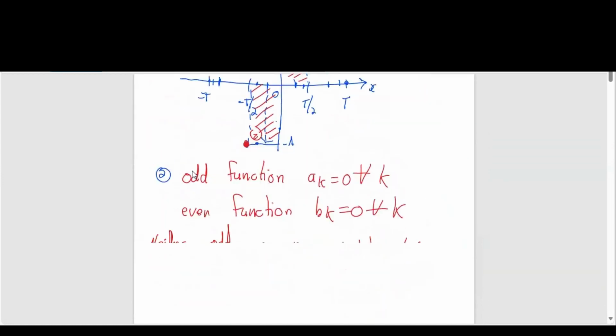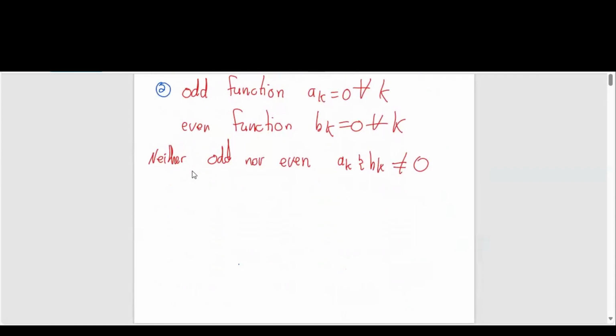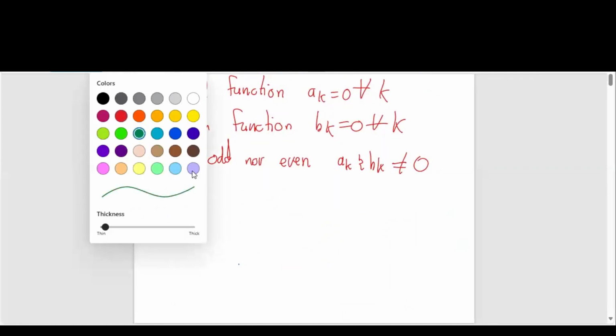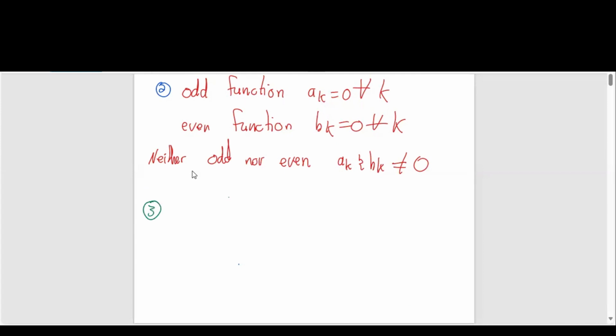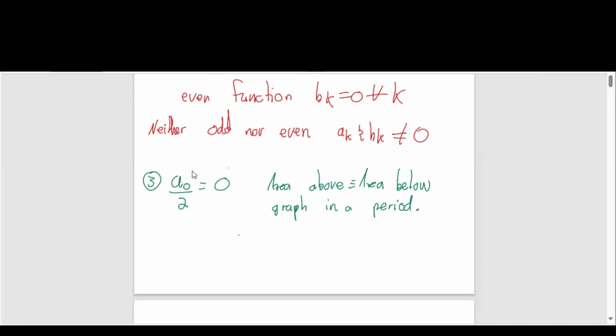All right, so let's go through. So that was that. Number 3 now. We'll do this as quickly as we can. So for number 3, we know we don't need to get A naught, the DC component. We know it's 0 because the area above is equal to the area below the graph around a period. So we know the DC component is indeed 0, so we can skip that.